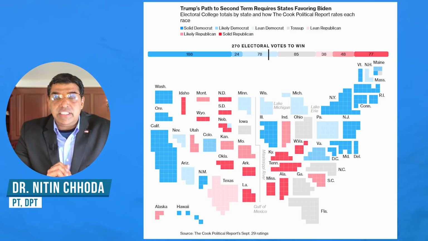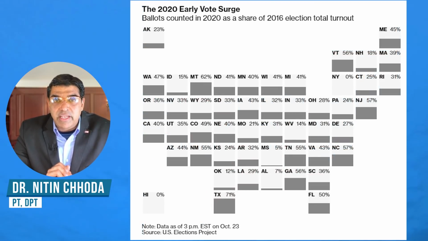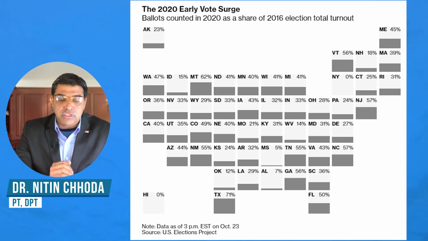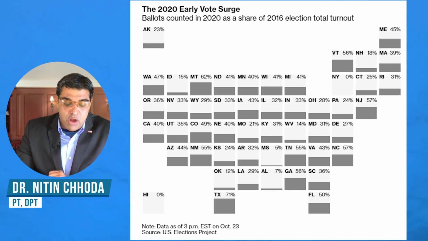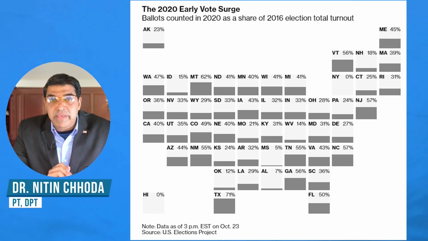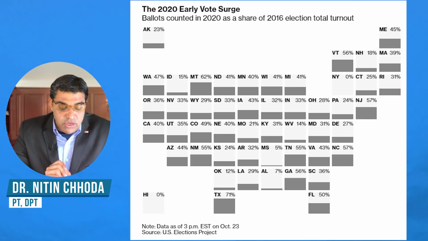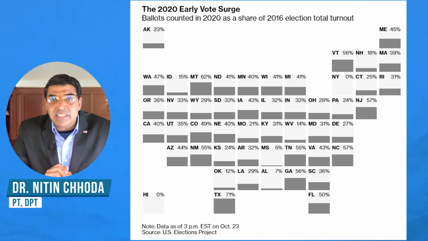Now, what's interesting is the 2020 election voter turnout. In fact, there's been a surge in early voting in this election, more than anything we've ever seen. And you see this chart on your screen that shows you the ballots counted in 2020 as a share of the 2016 total election turnout. Now, this is data as of 3 p.m. East Coast time on the 23rd of October, and it's from the US Elections Project.